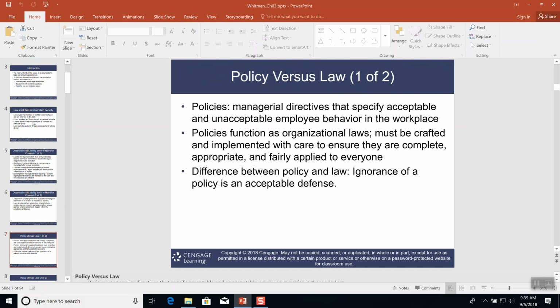Okay. Difference between policy and law. Ignorance of policy is an acceptable defense. Nah, I'm not sure if I agree with that. Would that be an offense, not defense? No, defense. This is like they come back and fire you or take you to court or something like that.